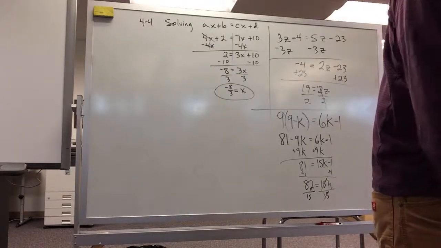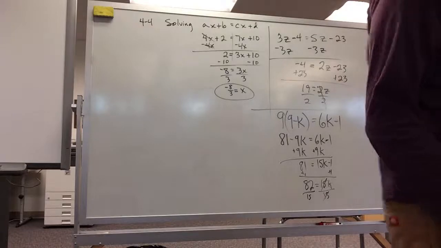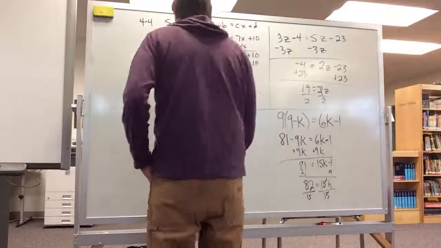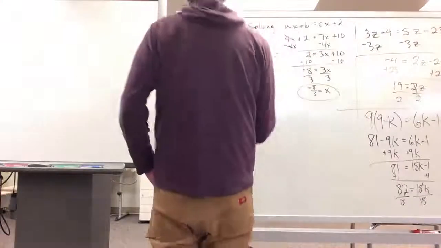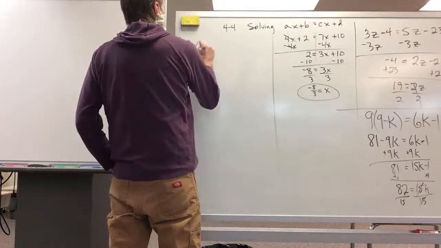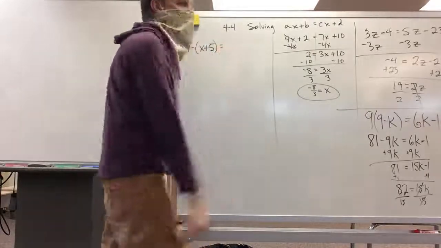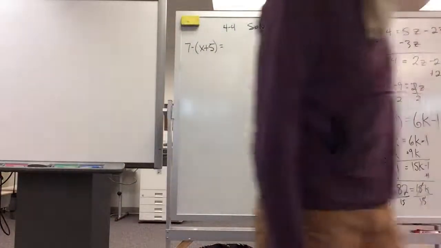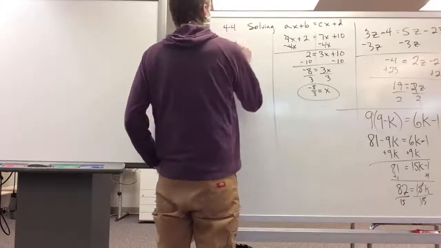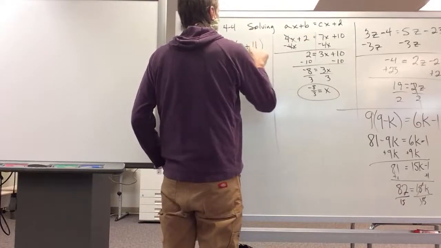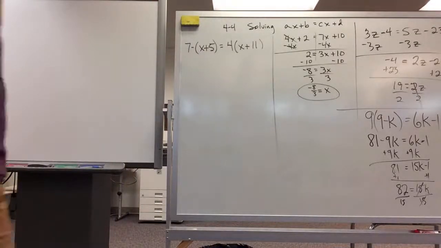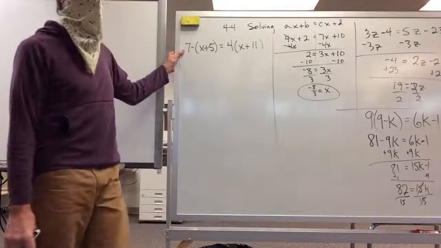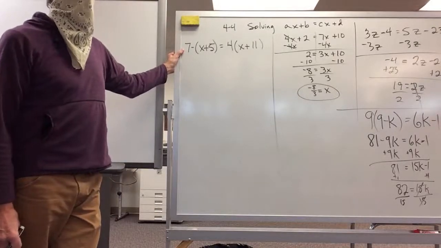Okay, so let's do one more and get you going on this stuff. This one, put this one in your paper, on paper in your notes, okay? 7 subtract quantity x plus 5 equal to 4 times quantity x plus 11. So this one here has always been a sticker with us. It's always been challenging.